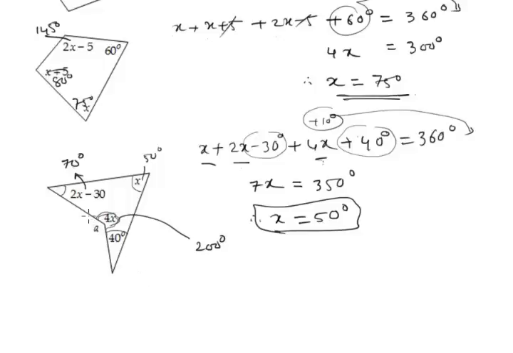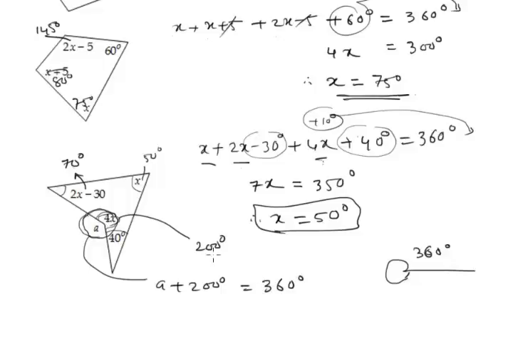Now we need to find a also. So here this is a revolution, that is a complete circle. So a plus 4x, that is 200, a plus 200, we know a complete revolution is 360 degrees. So this complete circle, the full revolution, is 360 degrees. So 4x is 200 degrees, and a plus 200 degrees is 360. So a will be, if we take this 200 to this side, 160 degrees. So this angle a is 160 degrees.